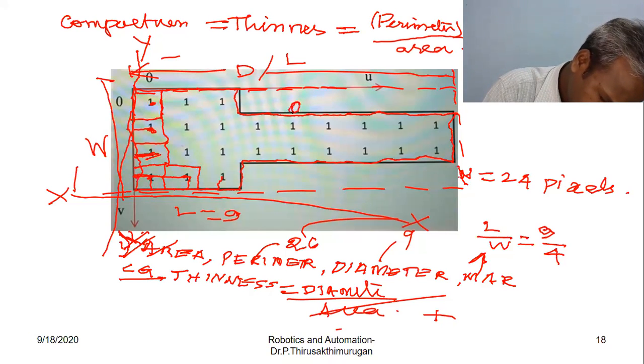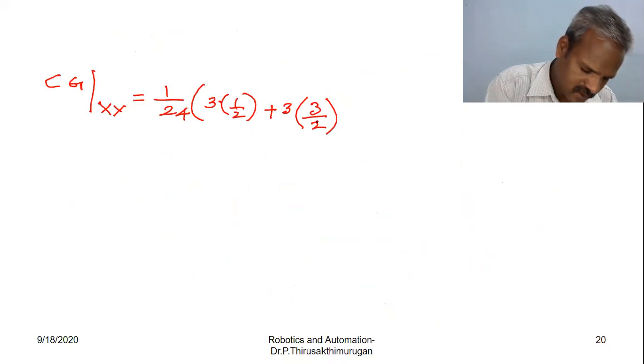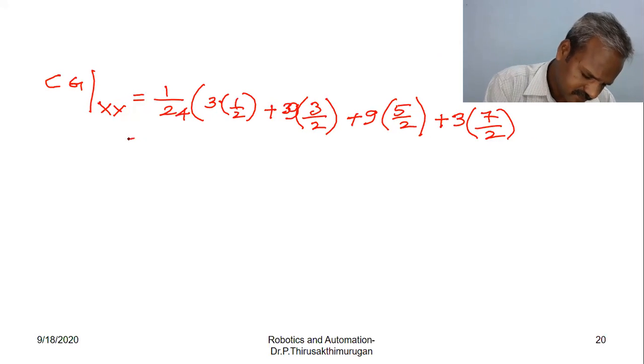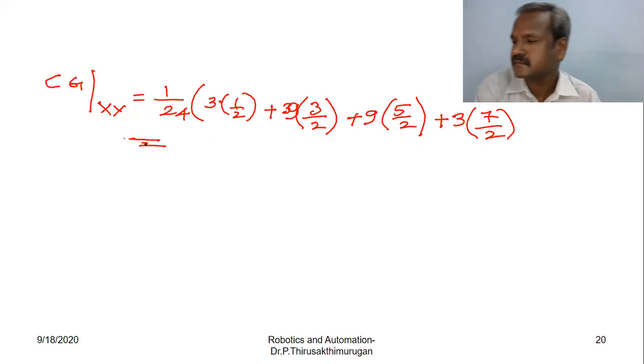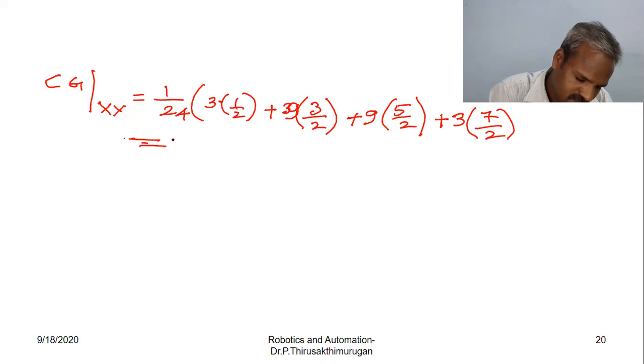9 into 3/2 plus 9 into 5/2. Am I right? Yes sir. Plus 3 into 7/2. That's all. Please tell the value. Forty-eight by 24, sir. 48/24 gives 2, sir. Yes sir.